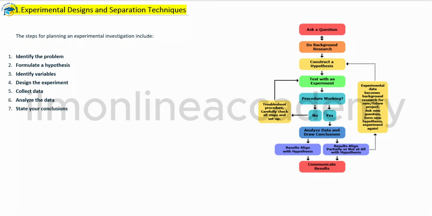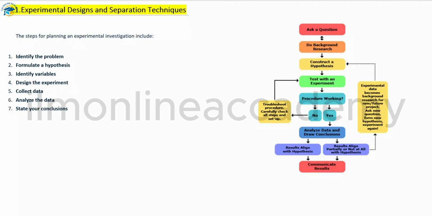First of all, we'll talk about planning an experimental investigation. There are so many steps while planning an experimental investigation, and those steps are: the first one is identify the problem or identify the data requirements that we need. In identifying a problem, we will define the issue you want to investigate or determine what data is needed to answer your research questions.